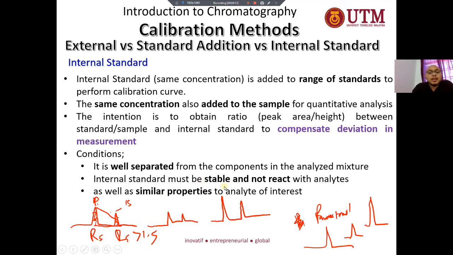For example, if the paracetamol is polar, the internal standard must be polar. If the paracetamol boiling point is 300, the internal standard boiling point must be about 280 to 320, or about the same. So the properties of the internal standard compared to the analyte of interest must be similar. Not the same, but similar.